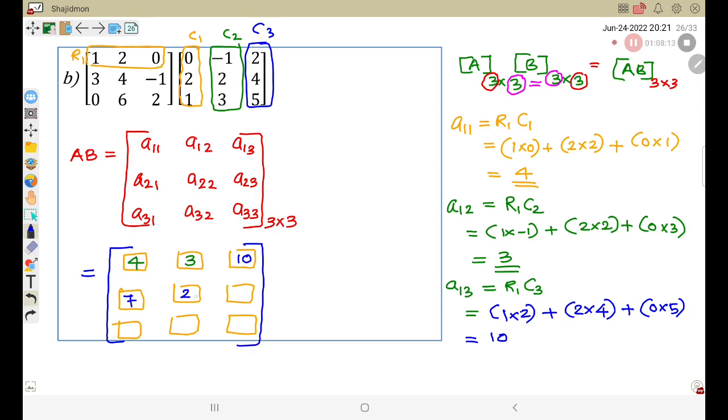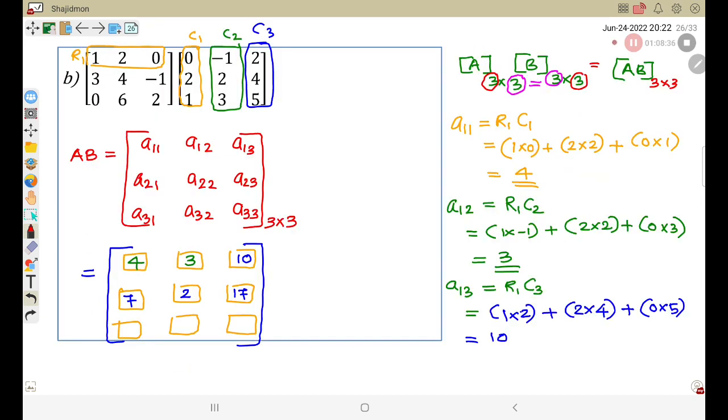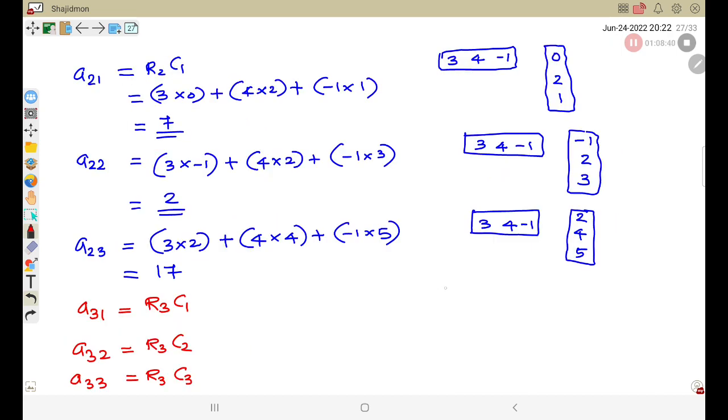Now same way, A31, A32 and A33. Row 3 multiply column number 1, row 3 multiply column number 2, and row number 3 multiply column number 3. Okay, you know what is row 3? Row 3 means 0, 6, 2.